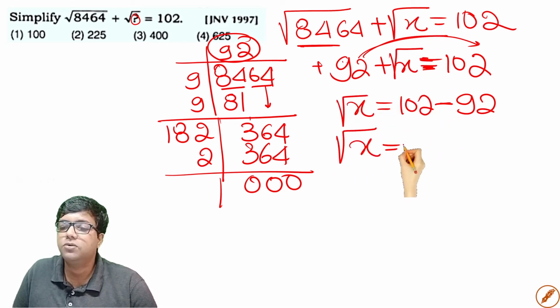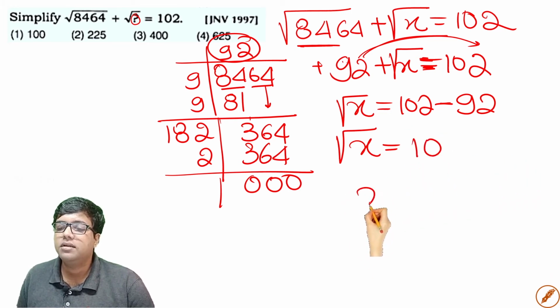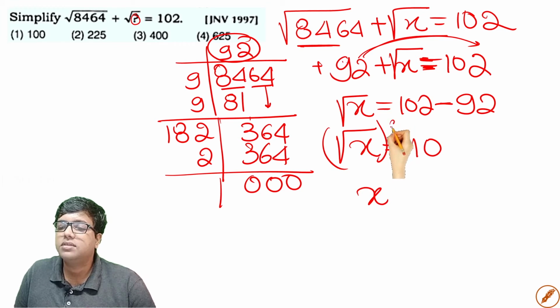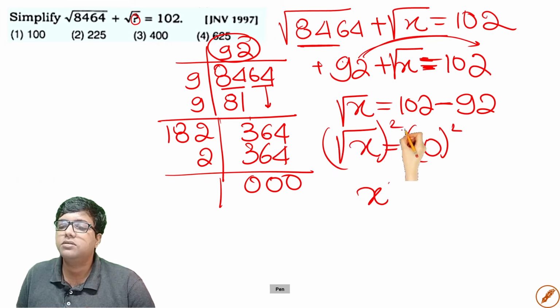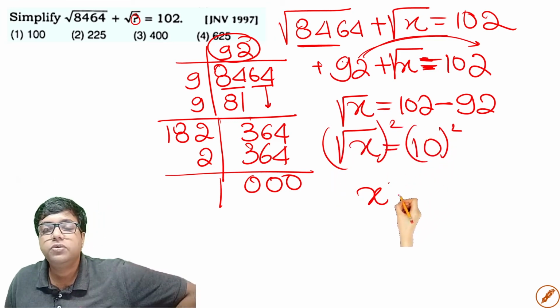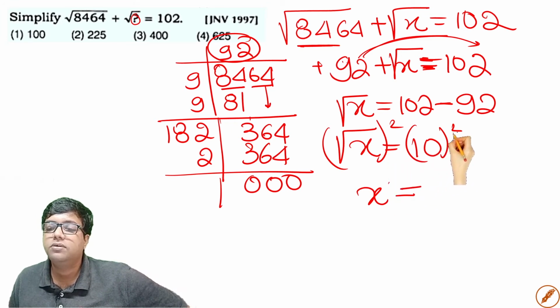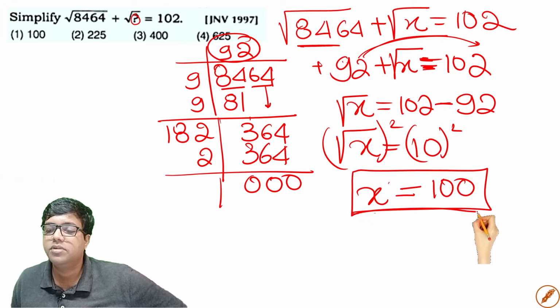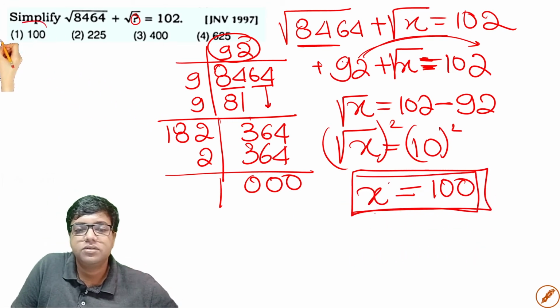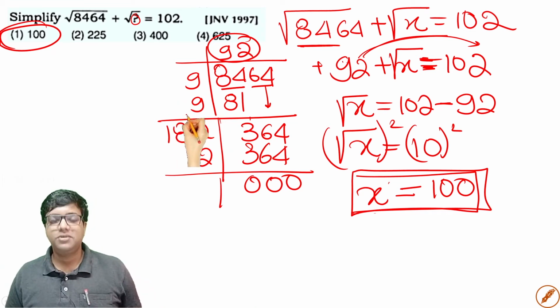Okay, in the question it is root x. Root x is equal to 10. So if I square on both the sides, what will be the value? The root and the square will get cancelled out, so you will remain with x is equal to 10 square, which is 100. The missing number is 100. So option 1 is the right answer for this question.